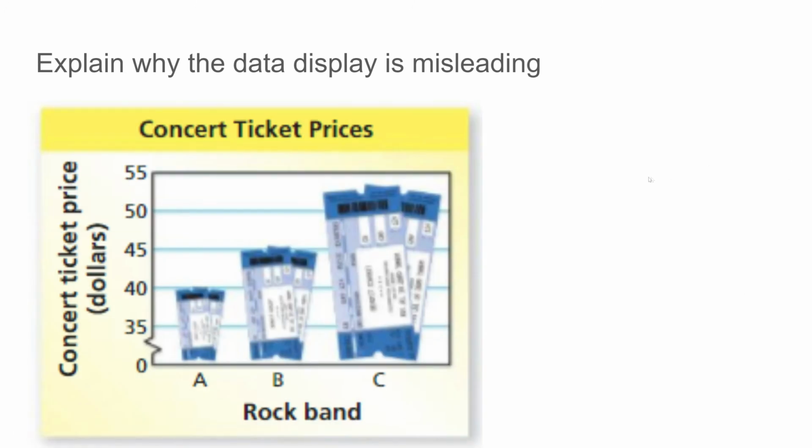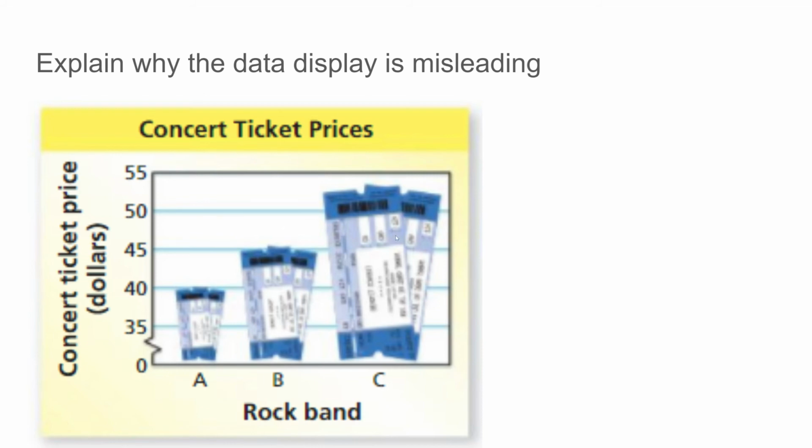All right, in your notes, go ahead and explain why this data display is misleading. Okay, so if we look at this, we see that tickets for A were $40, tickets for B were $45, and tickets for C were a little less than 55, so about 53.